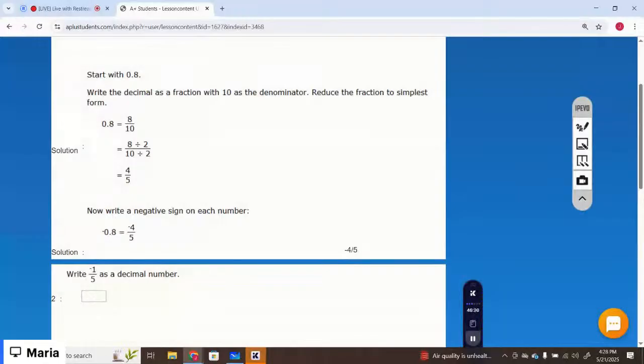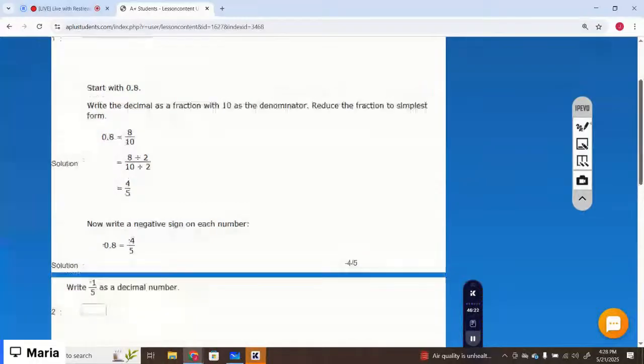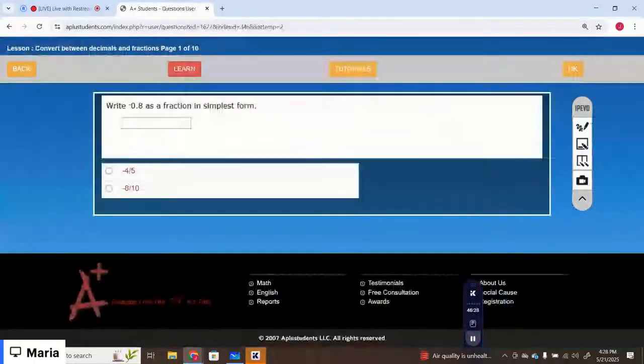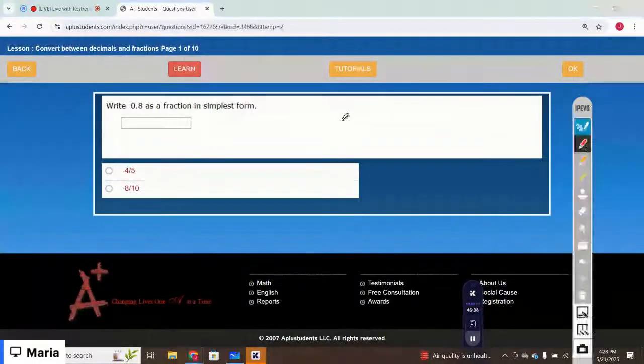Let's just start with the test questions. Right, negative 0.8 as a fraction in simplest form. So that is negative 0.8. First, remove the decimal point, and then we have a 0 because that is 8, we have only one digit after the decimal. Now divide them by the greatest common factor that is 2. 2 times 4 is 8, 2 times 5 is 10, and then we put the negative sign. So option number 1 is the option that is negative 4 over 5.